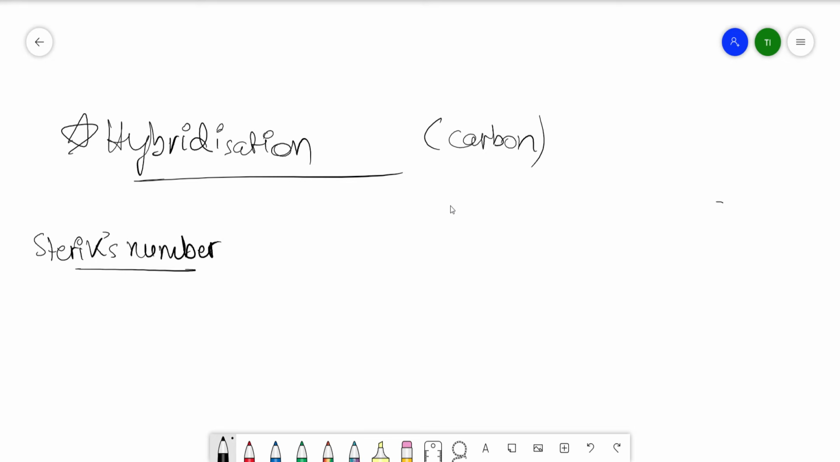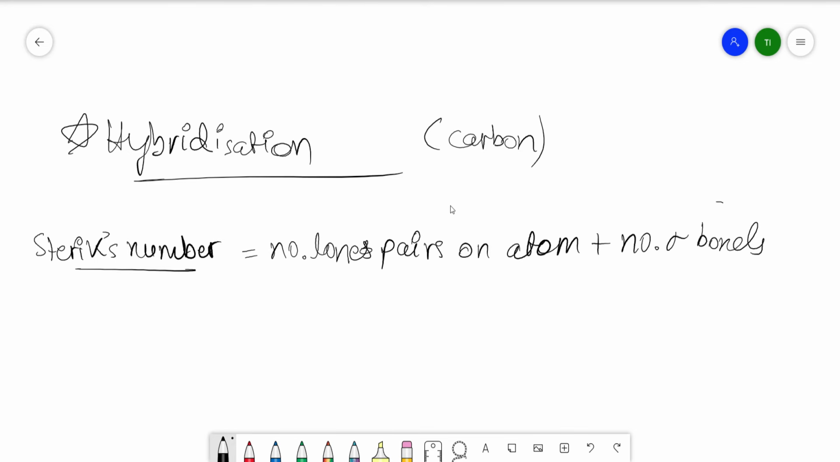The steric number is calculated as the sum of the number of lone pairs on the atom plus the number of sigma bonds formed by the atom. Now what is a sigma bond? I'll be covering that in a bit, but it's basically what forms when single bonds are formed, right?